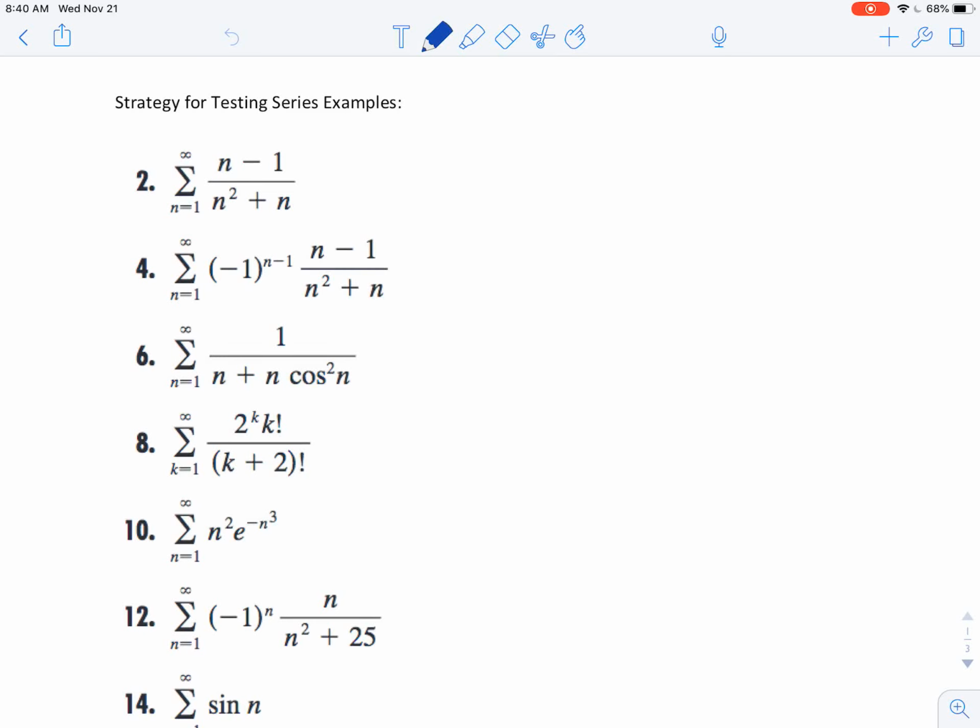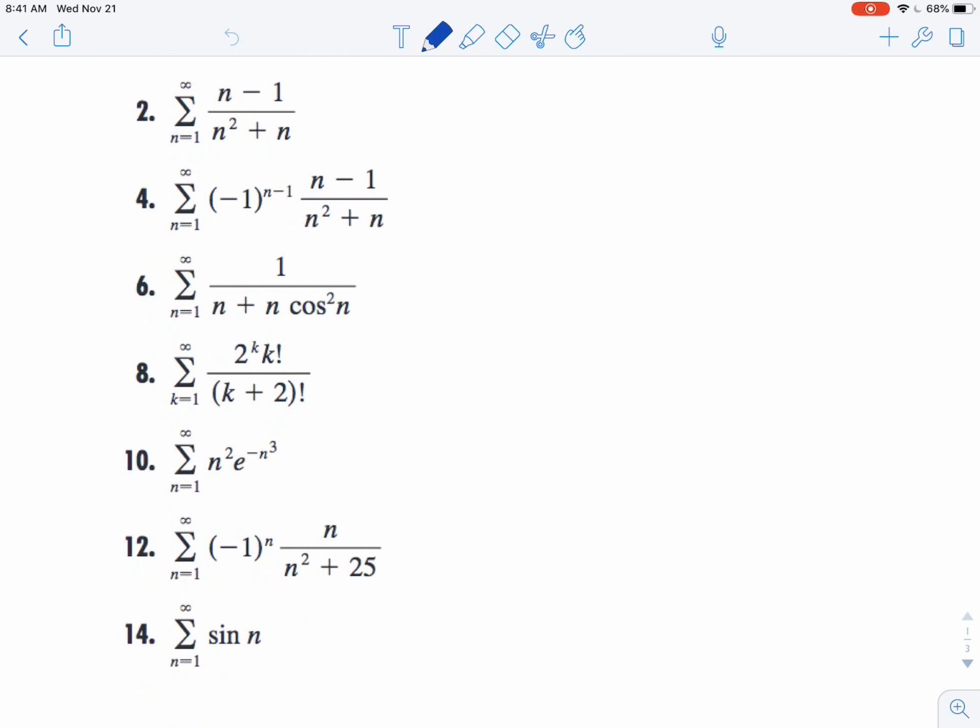This is what I kind of want to do to practice. I want to look at these series, and the first thing I want to do is talk about what test works the best. And then I want us to outline, without going through all the details, what things you would have to do. So let's take a look at these.